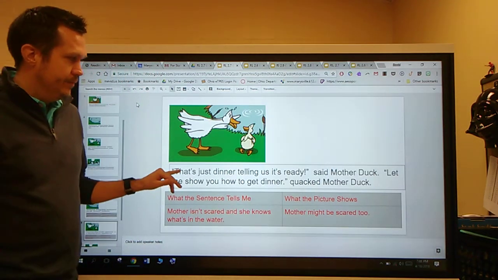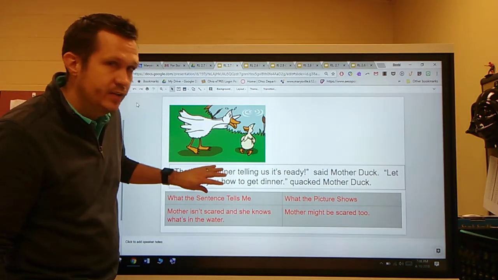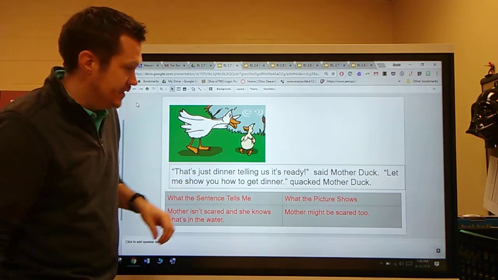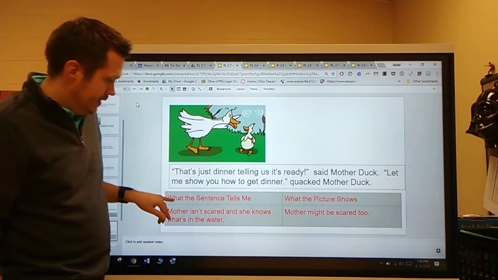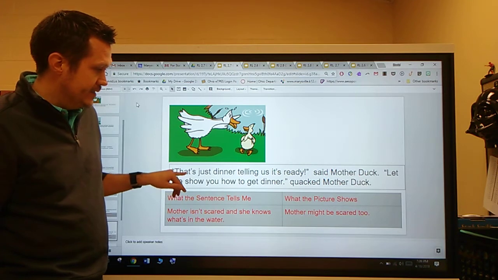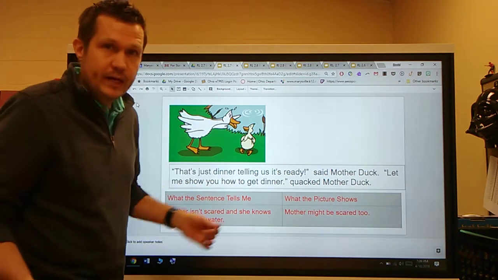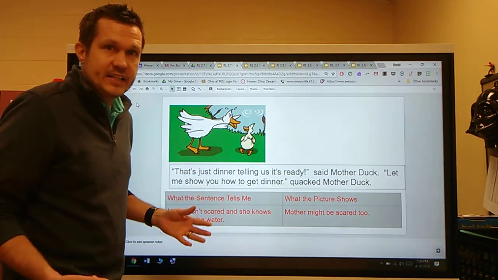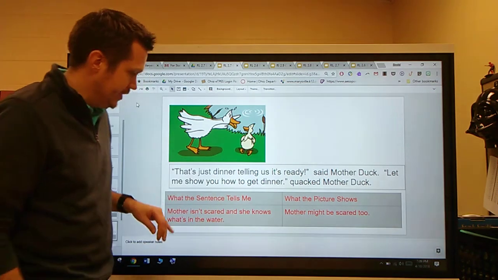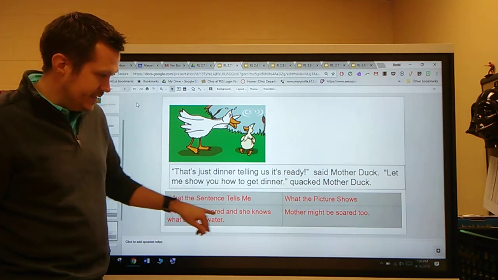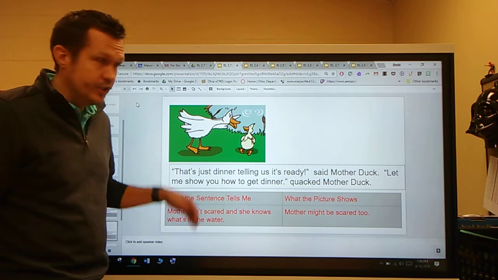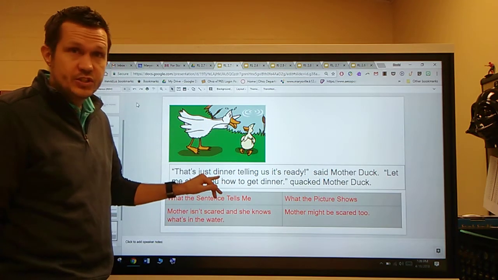So on this next one, remember we're looking at the pictures and the words, and we're seeing what they are connecting, telling us. So what does the sentence tell me? It says, that's just dinner, telling us it's ready. So Mother Duck is not scared at all. She knows that that's a fish and she's going to eat it. So Mother isn't scared, and she knows what's in the water. She knows what's in there. That's what the words are telling me.